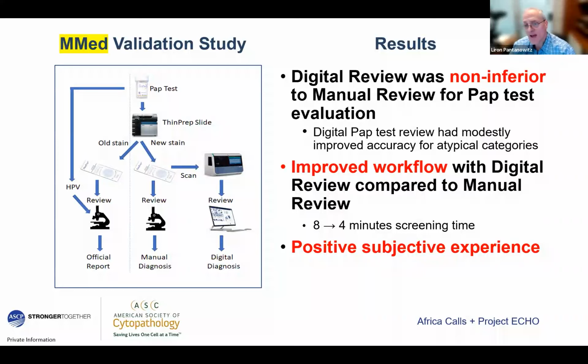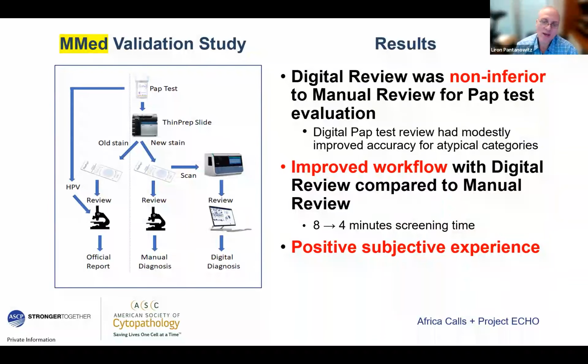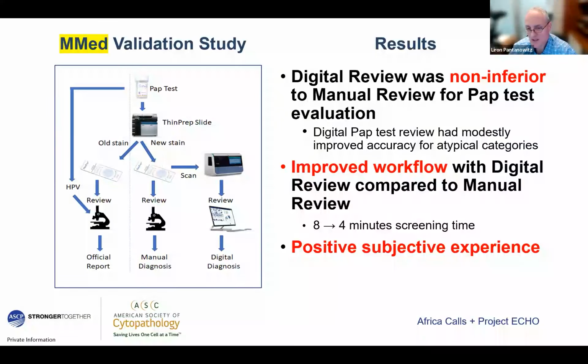In fact, what we found, and the data will be published soon, is that doing it digitally with the help of AI, we actually saw some increased accuracy, especially in the atypical categories. It definitely improved our workflow. You can see doing it digitally took us half the amount of time to screen a pap test compared to doing it manually. In fact, I'll be honest with you, some of the pap test slides, especially the low-grade cases, took me a couple of seconds to make a diagnosis.